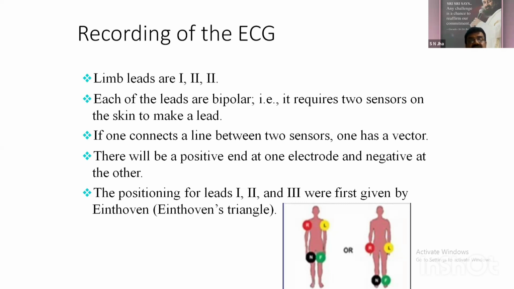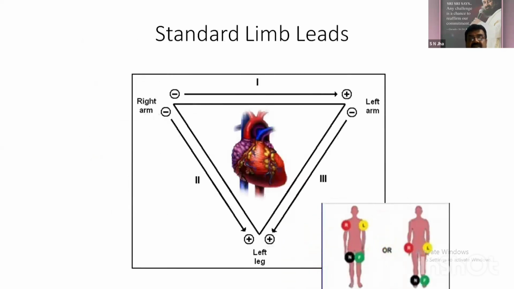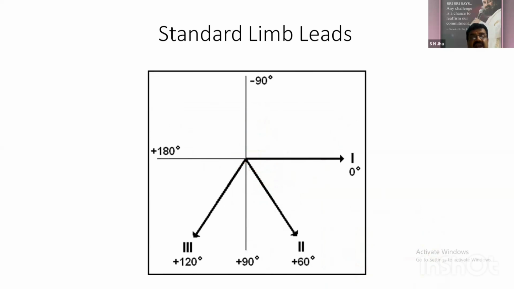The positioning of leads 1, 2, 3 was first given by Einthoven. It is called Einthoven's triangle. It is a popular quiz question. If you are interested in quizzing, you may find it. The standardized limb leads are left arm, left leg, right arm. So these are the positions. Now for the standardized limb leads, the axes, as I told you: lead 1 is horizontal, lead 2 is plus 60 degrees, lead 3 is plus 120 degrees, and aVF is plus 90 degrees.